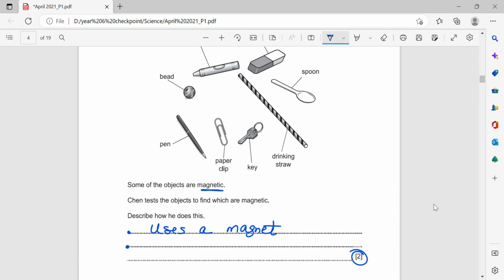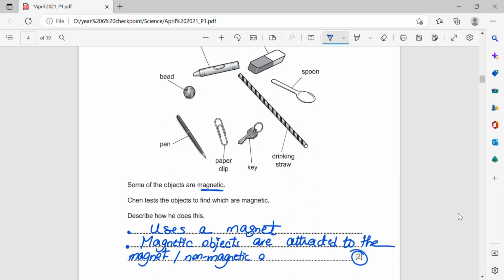طيب what will happen? The magnetic objects are attracted to the magnet while the non-magnetic objects are not attracted to the magnet. يبقى the second point will be that the magnetic objects are attracted to the magnet and the non-magnetic objects are not attracted to the magnet. يبقى if you write this, you get the full mark.